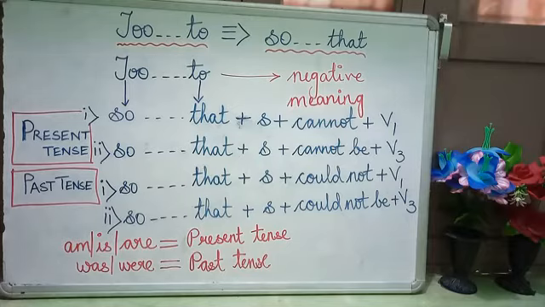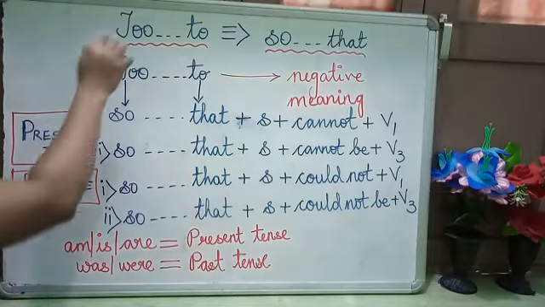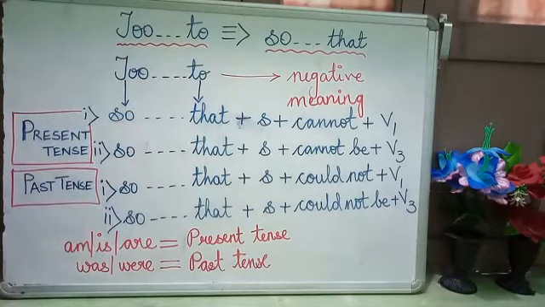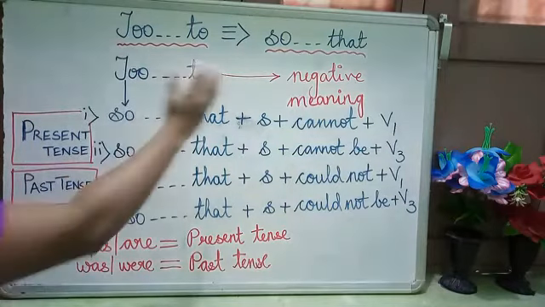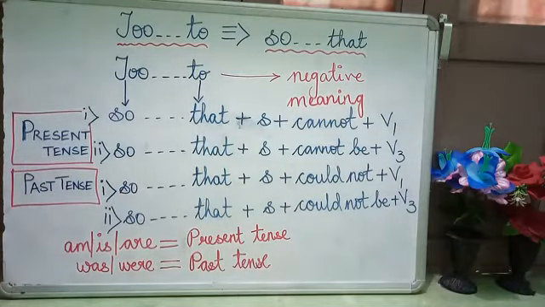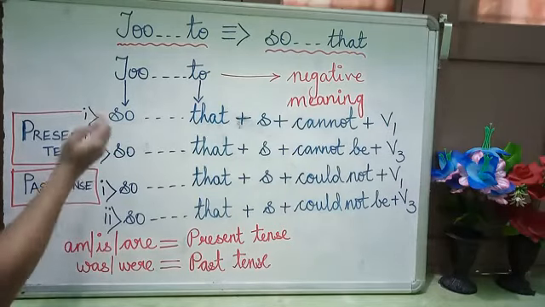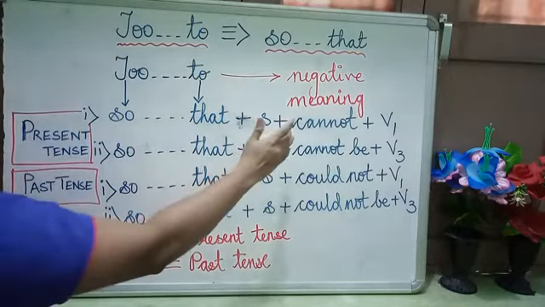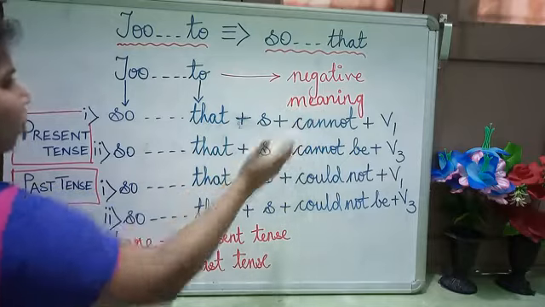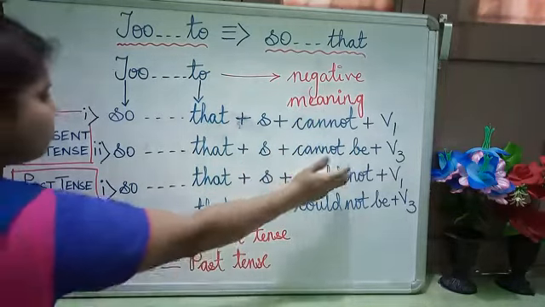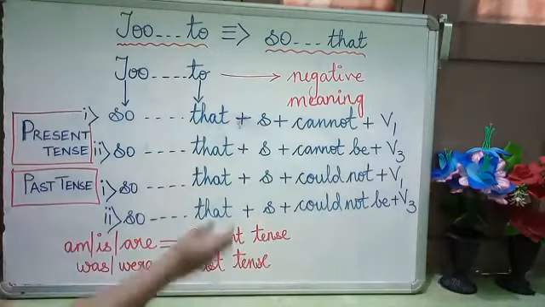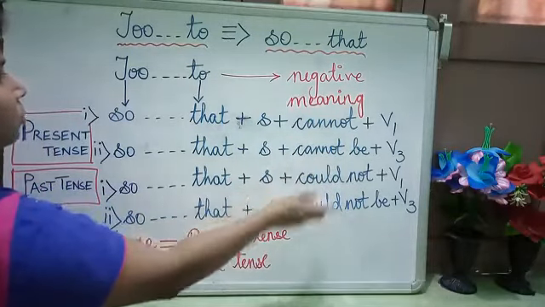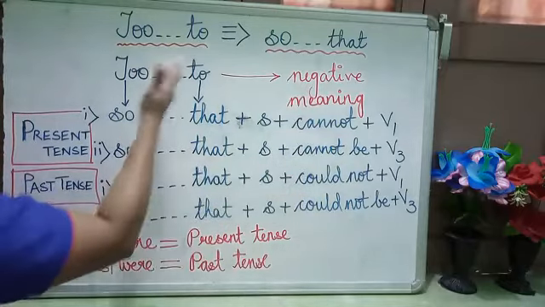Today we are going to see how to transform the adverb "to" using the conjunction "so that". Now, in this "to" there is a negative meaning. So how can we see it? We can see it through these written rules. In these rules itself there is a negative meaning. That means "cannot" is there, in this also "cannot be", here also "could not", here also "could not be". So there is a negative meaning in this. In every rule you can see that there is a negative meaning in this "to".